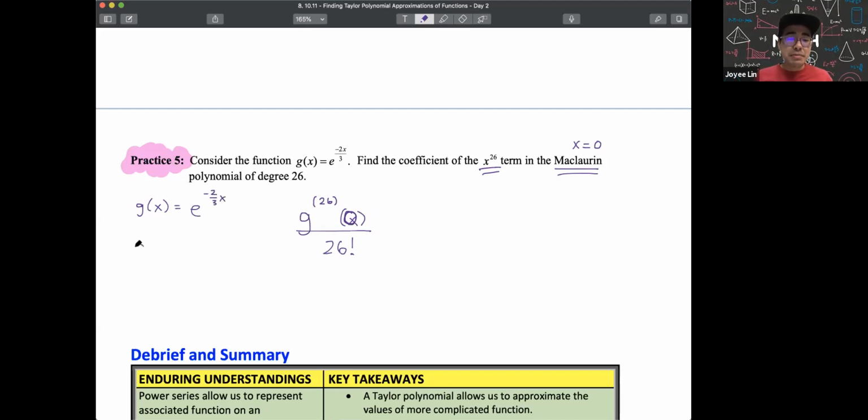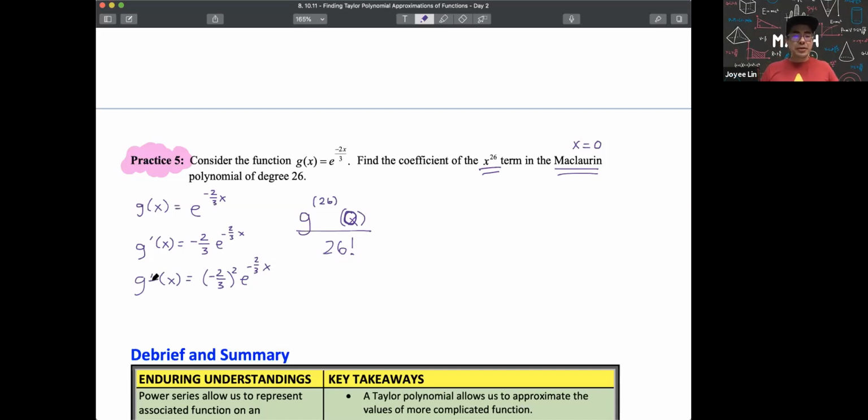And then we get g prime by the chain rule: negative 2/3 e to the negative 2/3 x. G double prime is negative 2/3 squared e to the negative 2/3 x. And at this point, you can probably see what the pattern is. And so you want to make sure that you look at it carefully.